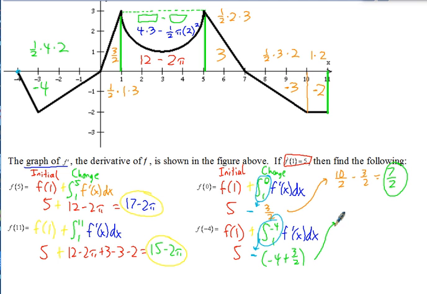And then if we simplify that, we've got 5 minus, well, negative 4 is negative 8 halves, plus 3 halves gives you negative 5 halves. And then 5 is the same as 10 halves. And the negatives cancel out, plus 5 halves gives you 15 halves.